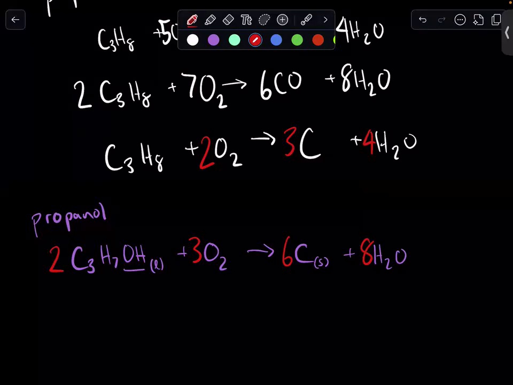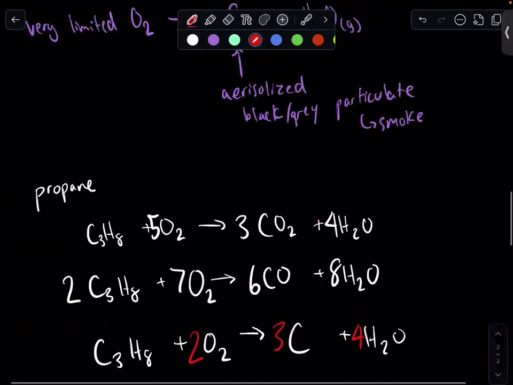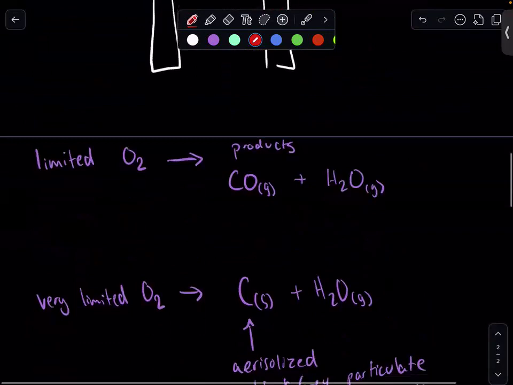So I hope this helps you understand a little bit about incomplete combustion that you can take with you in future exams. The keywords you want to look for are things like limited oxygen versus very limited oxygen, or somewhat incomplete versus very incomplete. So keep an eye out for those words as you're looking at combustion reactions.